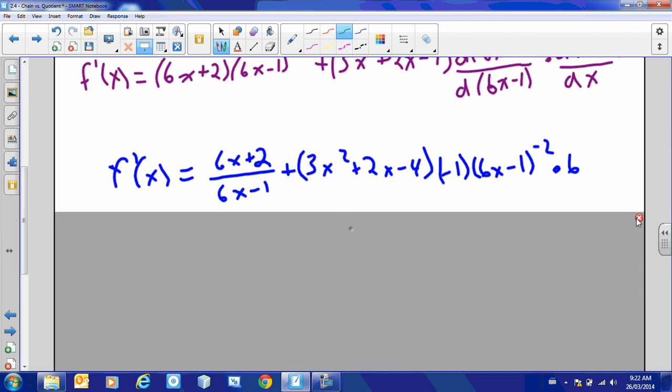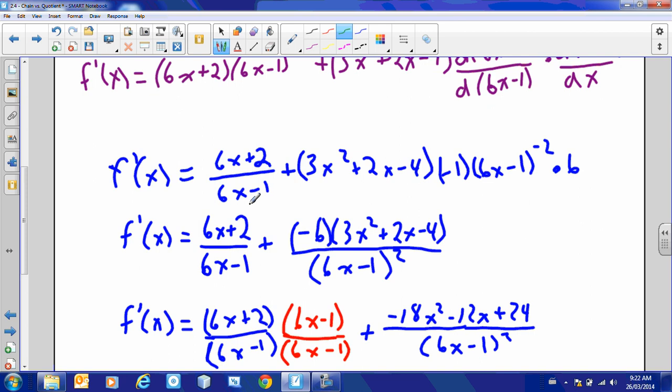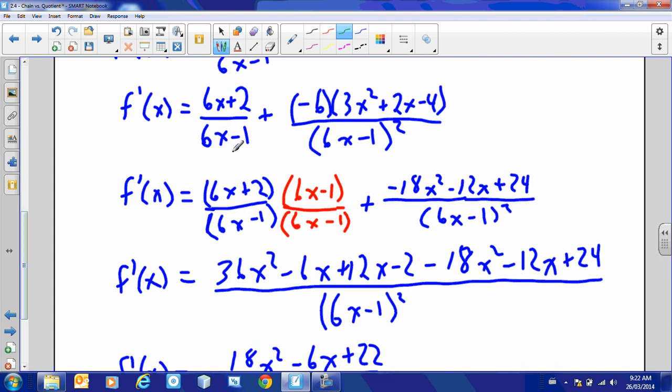Now the rest of it, of course, is just the math. To simplify, 6x plus 2 over 6x minus 1. This bracket is unchanged, and -1 times 6 is also in my numerator. 6x minus 1 to the exponent -2 suggests that 6x minus 1 squared is in my denominator. Common denominator then is 6x minus 1 squared, so multiply the first fraction here by 6x minus 1 over 6x minus 1, and then expand the numerator.